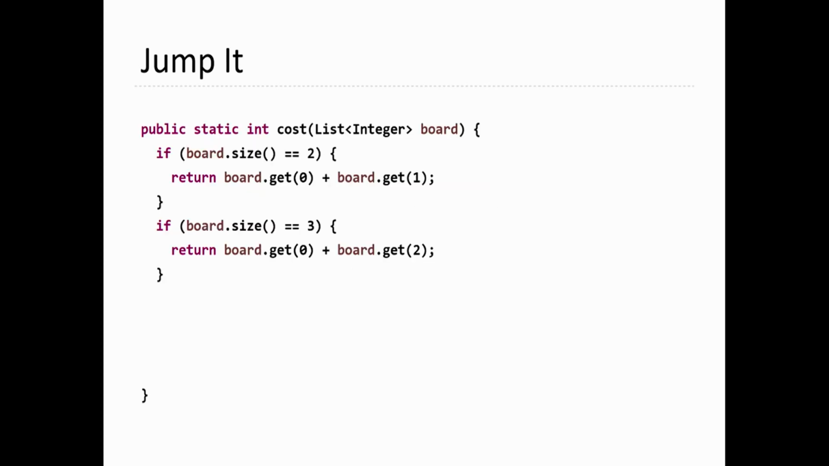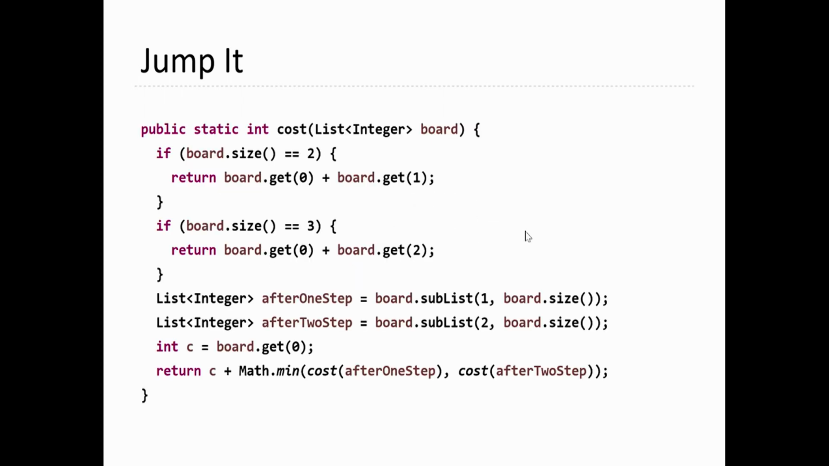The answer is, that's what your method does, right? Your recursive method solves for the cost of solving that board. It finds the cost of solving that board. Okay, so believe it or not, this is the complete solution.